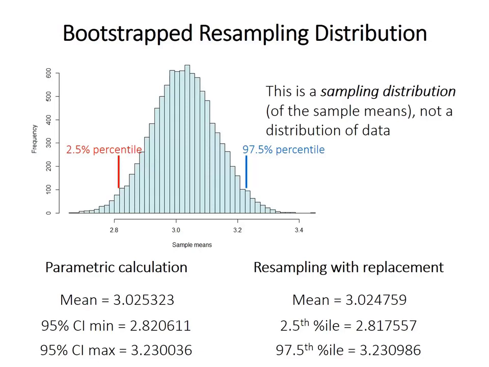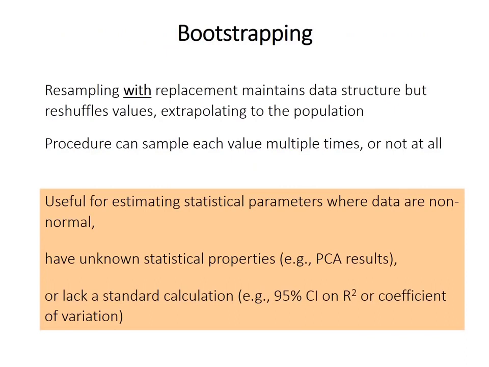So this demonstrates how the method works with something that we know, like the confidence interval on a mean. And you can use this same approach to calculate confidence intervals on things like the R-squared value that lack one of these standard formulas. So bootstrapping is resampling with replacement, so it maintains the data structure. We have the same number of observations, but it reshuffles the values to extrapolate to the population. As I mentioned before, each value can be sampled multiple times or not at all.